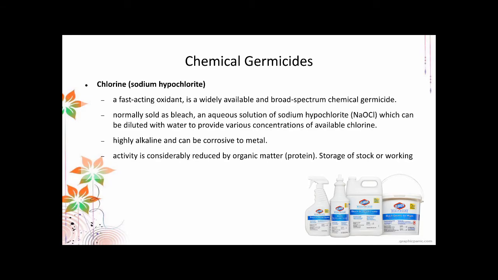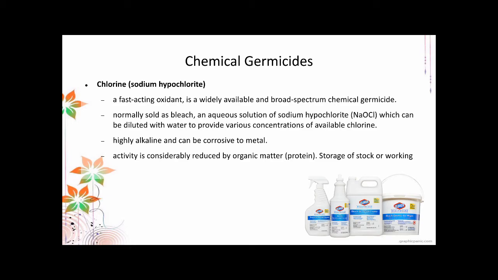The most common one is chlorine, or sodium hypochlorite. It is a fast-acting oxidant and a widely available, broad-spectrum chemical germicide. It's normally sold as bleach, which is an aqueous solution of sodium hypochlorite, which can be diluted with water to provide various concentrations of available chlorine. The downside here is that it's highly alkaline and can be corrosive, even to metals. Activity is also considerably reduced by organic matter.